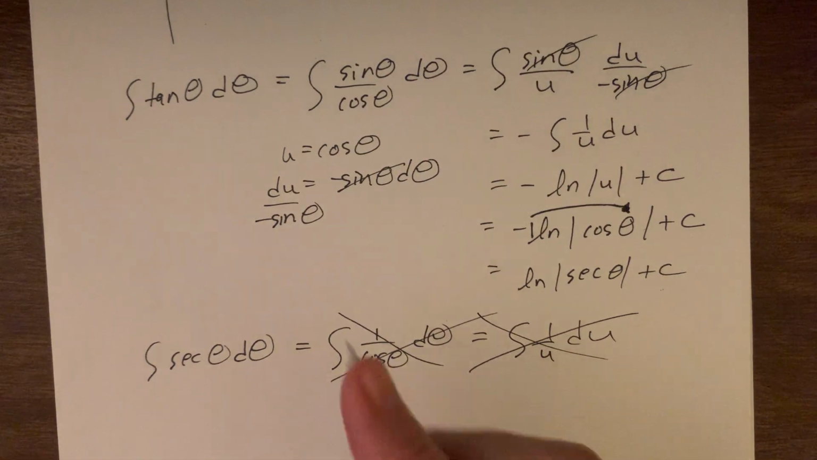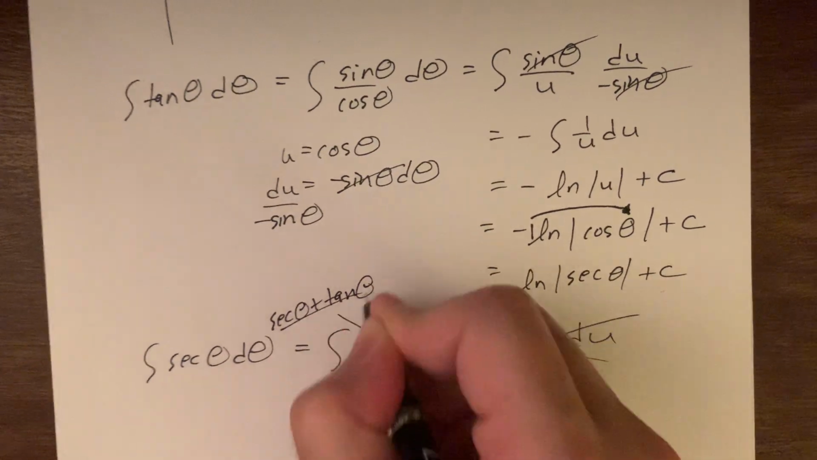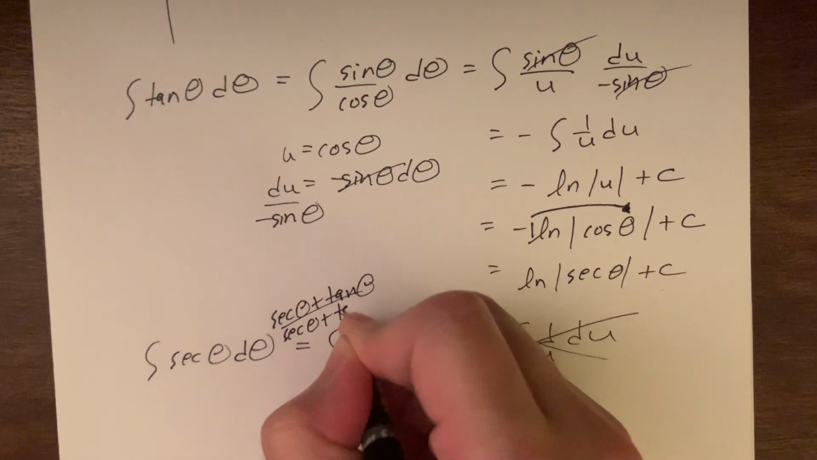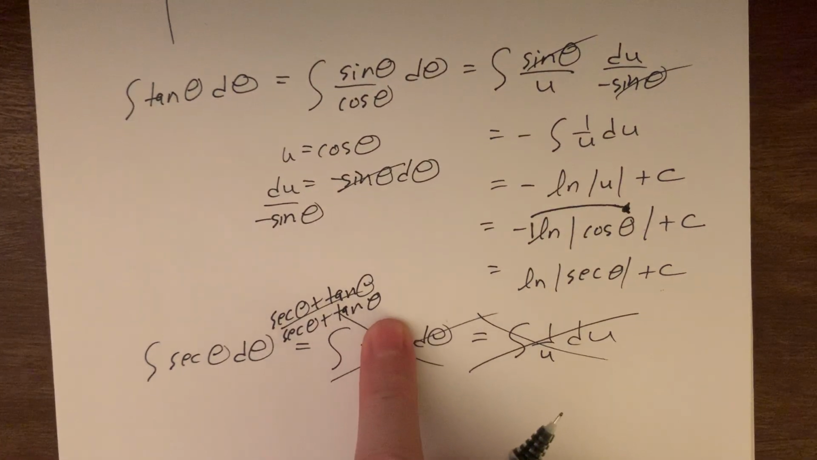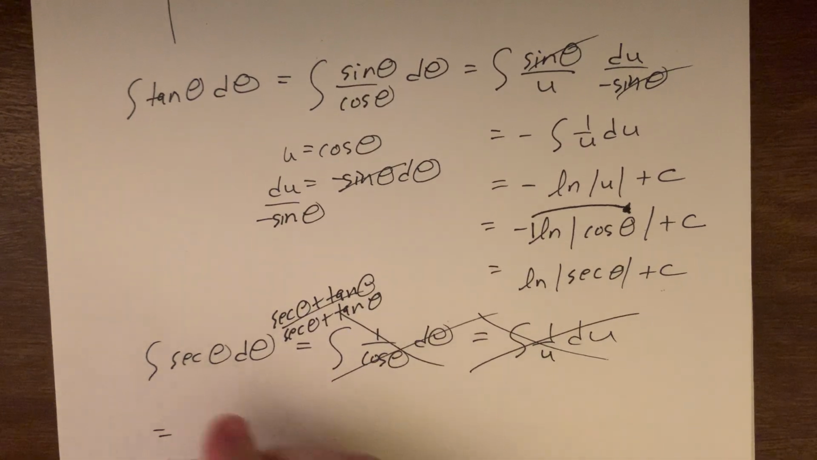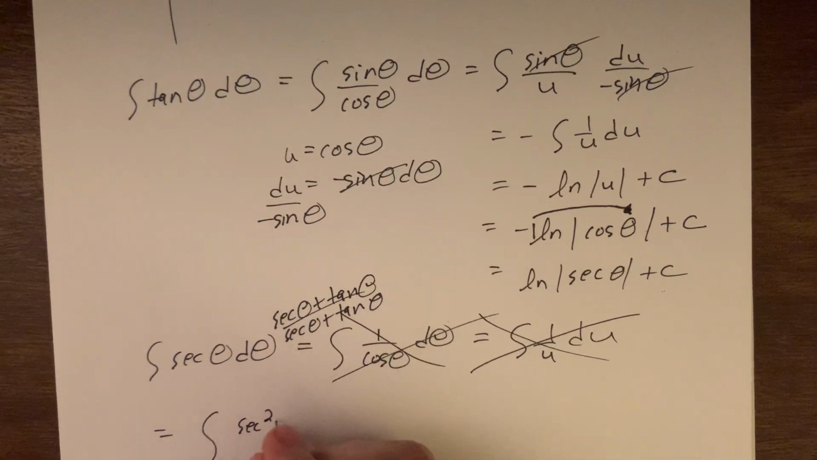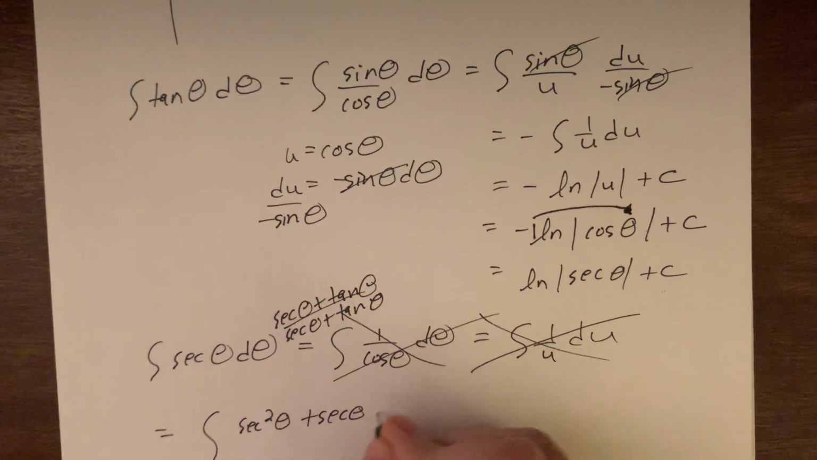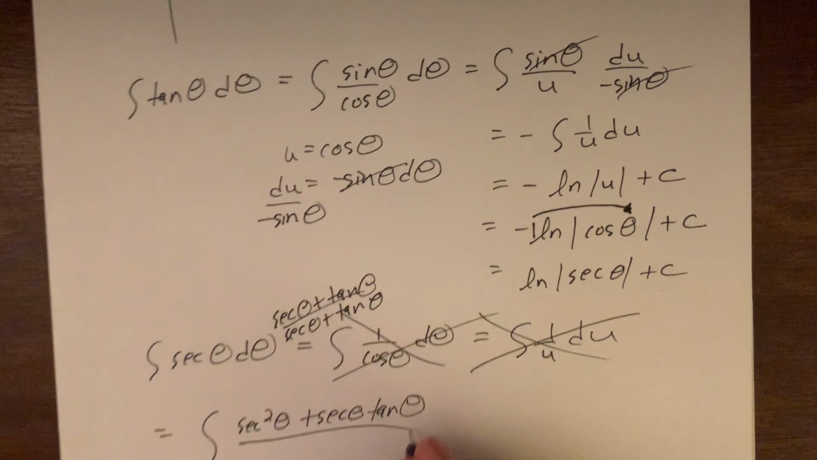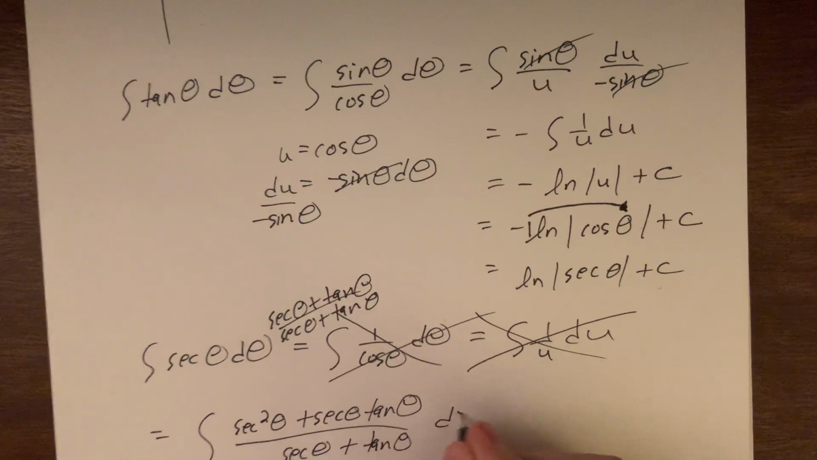I take secant, and I'm just going to decide to multiply top and bottom by secant plus tangent. That seems like a real goofy stretch, but watch what happens. Distribute the secant on top. I get secant squared plus secant tangent, and it's all over secant plus tangent.